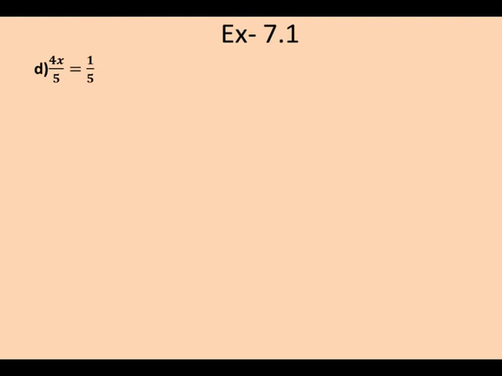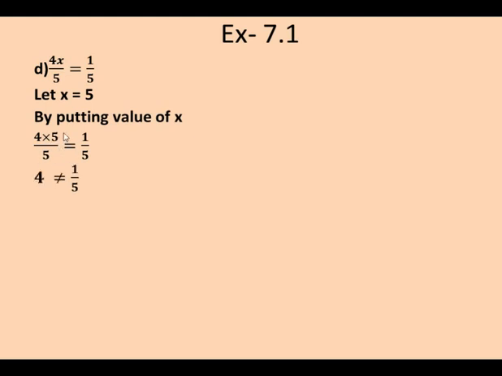Then we are having D part. 4x upon 5 equal to 1 upon 5. So here let x equal to 5. I have taken the value of x equal to 5. So by putting the value of x, what we have got? 4 into 5 upon 5. 5 cancelled by 5. So we get 4 only, and 4 is not equal to 1 by 5.